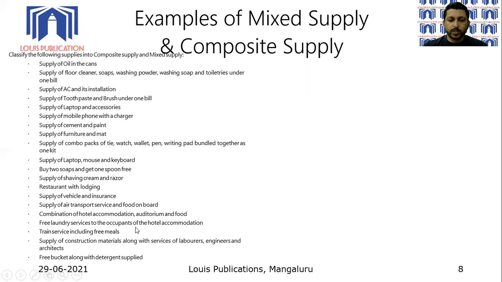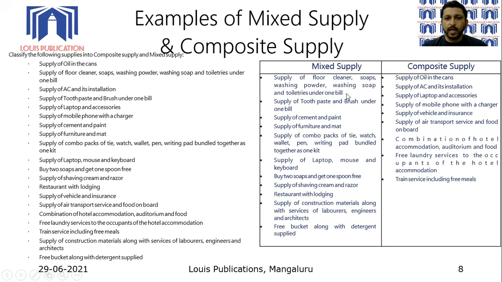Then free laundry services to occupants of hotel accommodation. This is also an example of mixed supply. Train services including free meals is composite supply. Construction material along with services of laborers, engineers, and architects is a clear example of mixed supply. A free bucket along with detergent is an example of mixed supply. So here we have the solution for all those items.